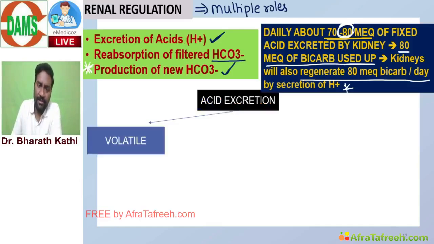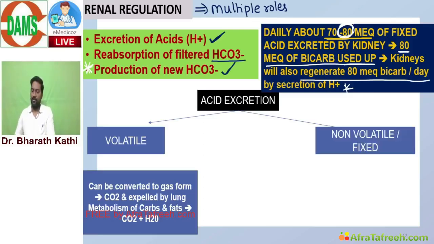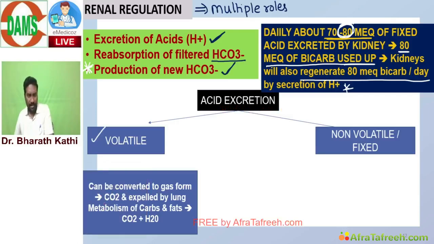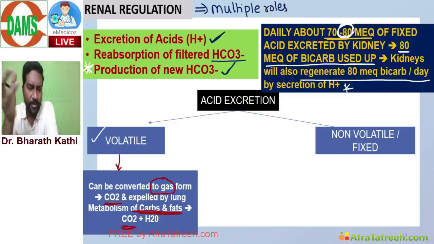Acid excretion can be divided into two types: volatile acids and non-volatile or fixed acids. Volatile means which can be excreted through gaseous form. As part of metabolism, carbohydrates and fats can be converted into CO2. The ultimate result will be carbon dioxide, which is a gas and can be expelled. Whenever there is metabolism of carbohydrates and fats, there will also be production of acids.